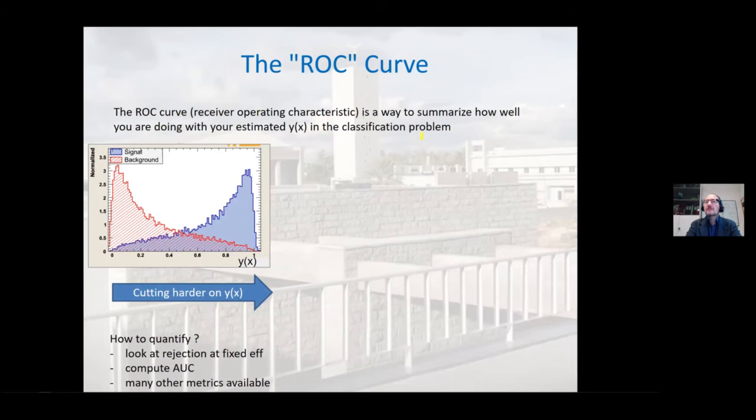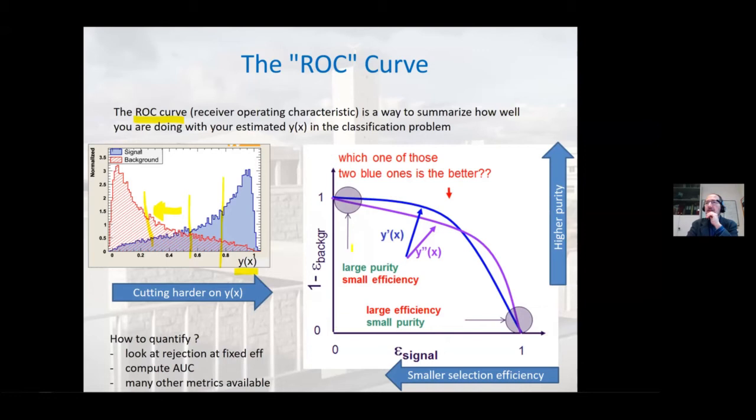So how well are you doing? Well, you can construct some estimators. The receiver output characteristic curves is a summary of where you're doing with your estimated test statistic. And it tells you how much signal and how much background you throw away when you cut harder and harder on this test statistic. So here is the area, the ROC curve.